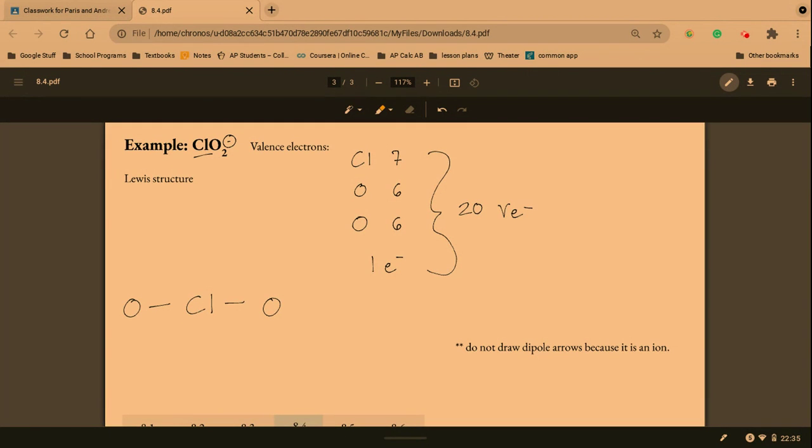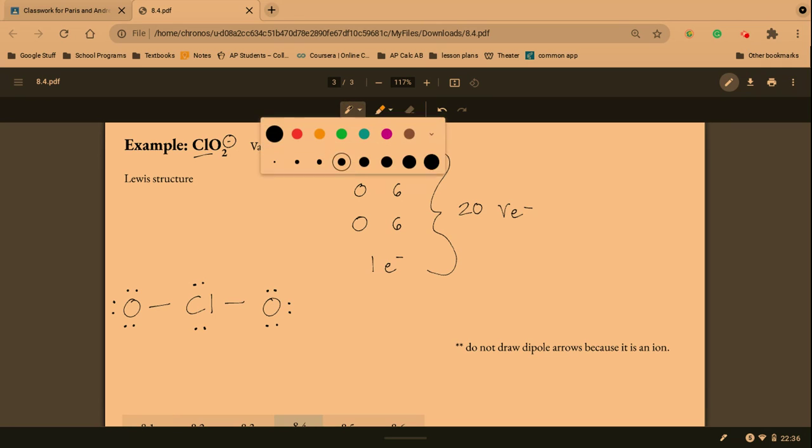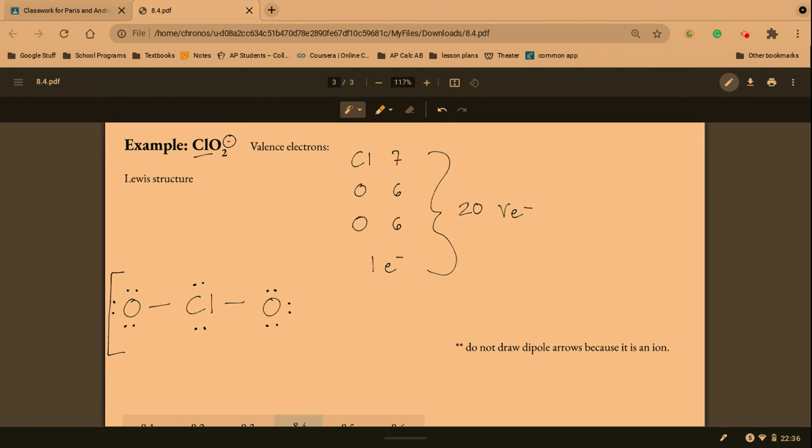Then we start counting out those 20: 1, 2, 3, up to 16. And since chlorine can have that expanded octet, 17, 18, 19, 20. All 20 of our valence electrons are used. Now all we have to do is signify it's an ion with the brackets and the minus in the upper right corner. Because it's an ion, we don't have to draw any of the dipole arrows that we usually would. And otherwise, you're all done.